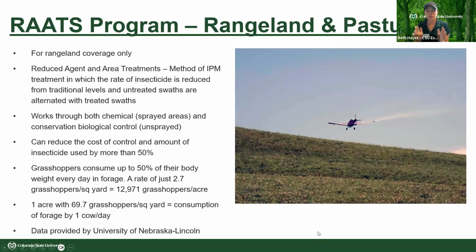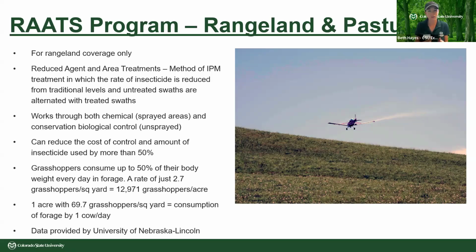Okay, so let's talk about some options for rangeland, pastures, cropland, home gardens, and I'm going to talk about trees. For rangeland coverage, the RAT program works really well, which is done by one of the aerial sprayers like we see here. RATs stand for Reduced Agent and Area Treatments. It's a method of integrated pest management that looks at the rate of insecticide, which is reduced from traditional levels where you're just attacking everywhere, and it leaves untreated areas that are alternated with treated sections.